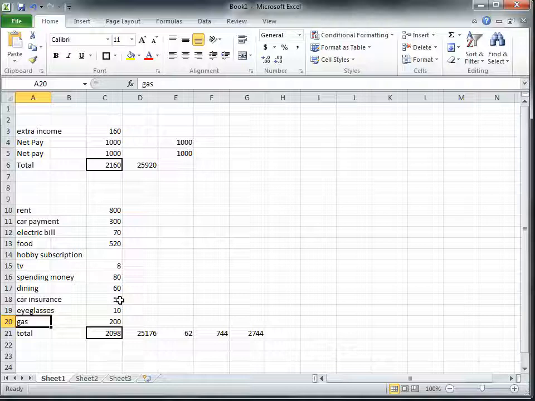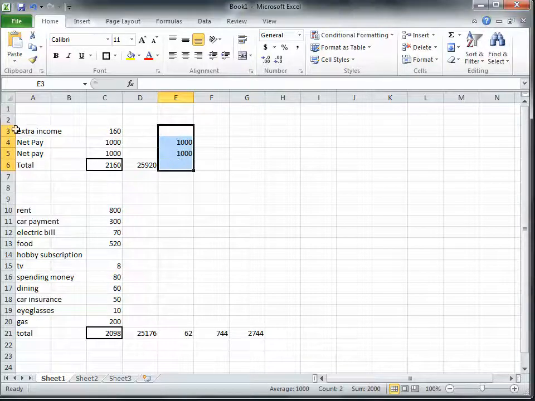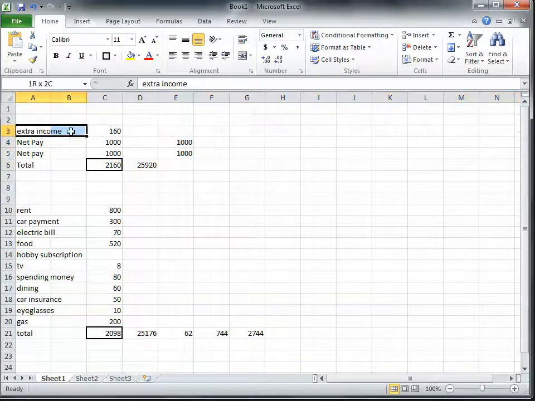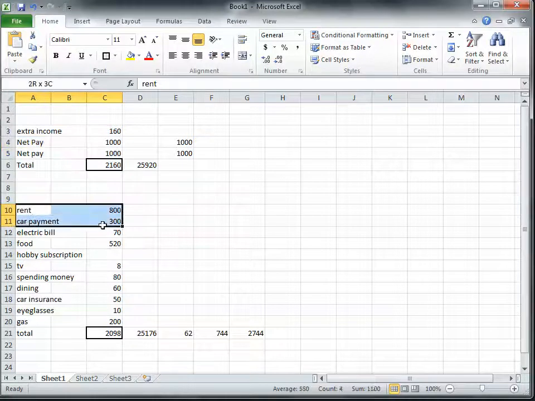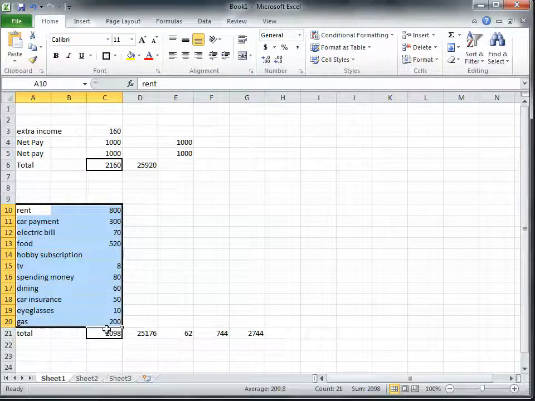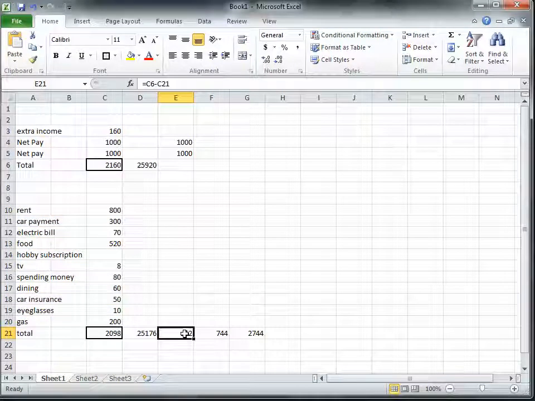Okay, so I've been spending half an hour now on this, but I hope it gives you some insight on how to create a personal budget. I pay attention to this area here. I budget that out, and I also budget my expenses out, and that gives me how much I have on a monthly basis.